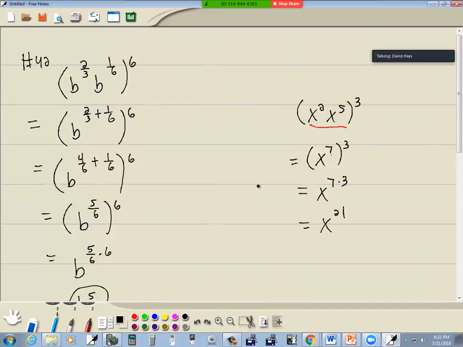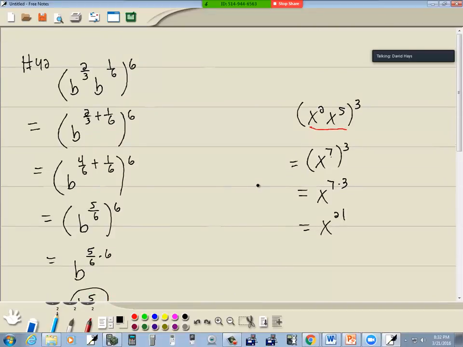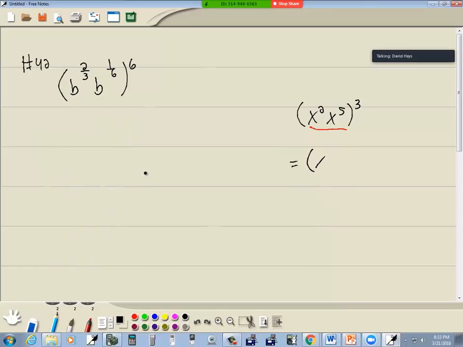Now it may seem like these are random examples I'm just pulling out of the air. That's about right. What you're going to find is that each one of these is kind of different, but they all go back to the basic properties of exponents we've seen before.